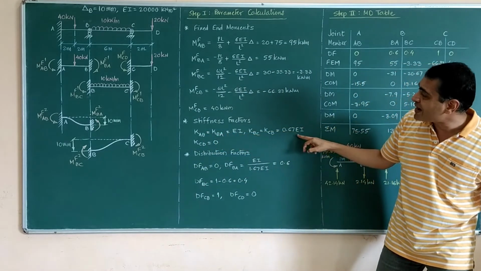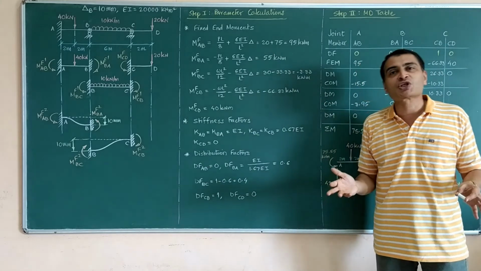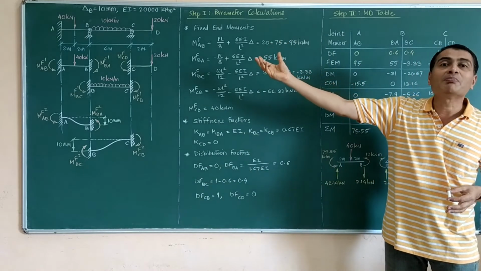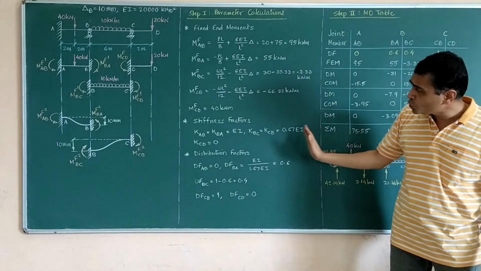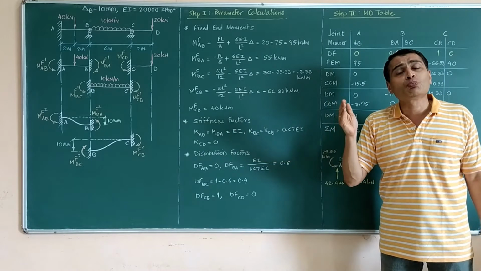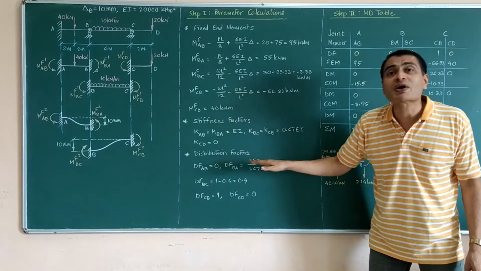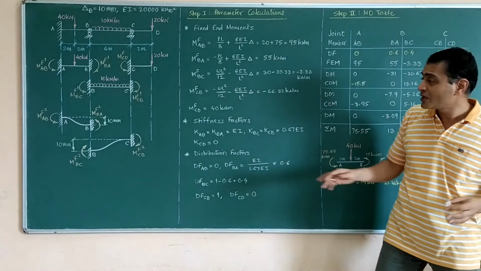Other factors I am calculating using the 4EI upon L expression. L for member AB is 4 meters, for member BC is 6 meters. So please calculate this and keep it ready. Next I am writing distribution factors, again very well known to us, again a pure routine for us.